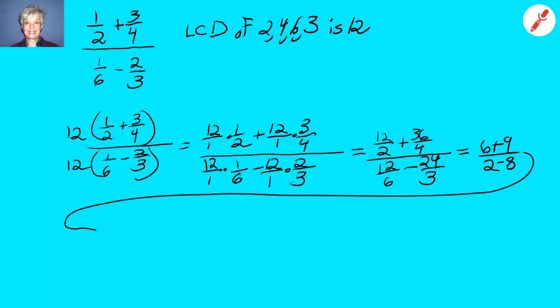So starting on the left again, I'll have 15 over negative 6. And when I reduce that, I'll have 5 over negative 2, which is negative 5 over 2.